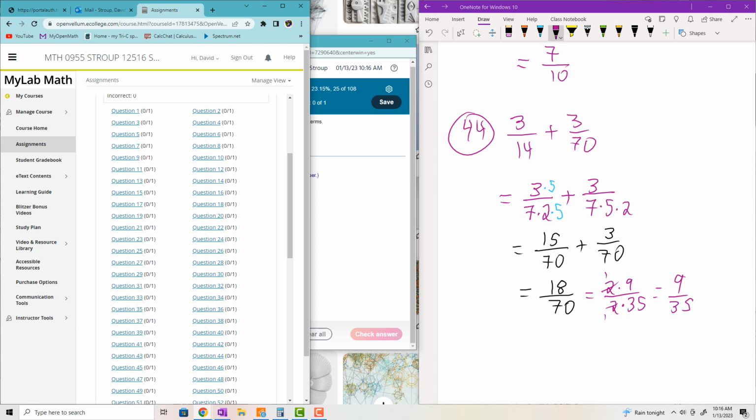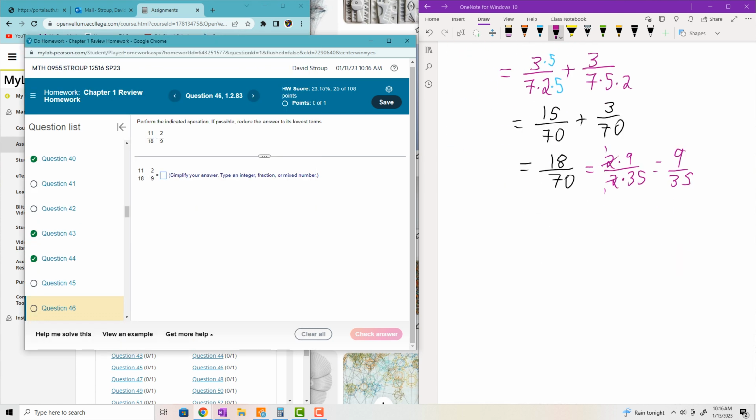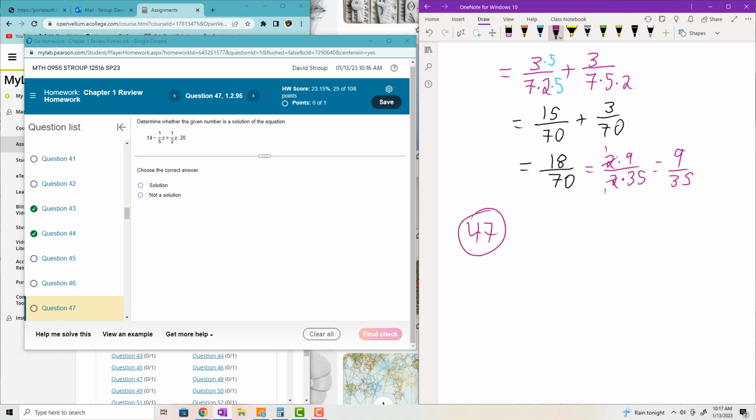Okay, so anyways, let's get back to work. Here's a subtraction problem, but instead of adding the numerators, you're subtracting the numerators. Here is one of these. Substitute in the number and see if it works, except there's fractions involved, so maybe that's a little more complicated. Let's try number 47. I have 14 minus 1/5 z equals 1/2 z, and then we substitute in that number 20. So I got 14 minus 1/5 times 20 equals 1/2 times 20.